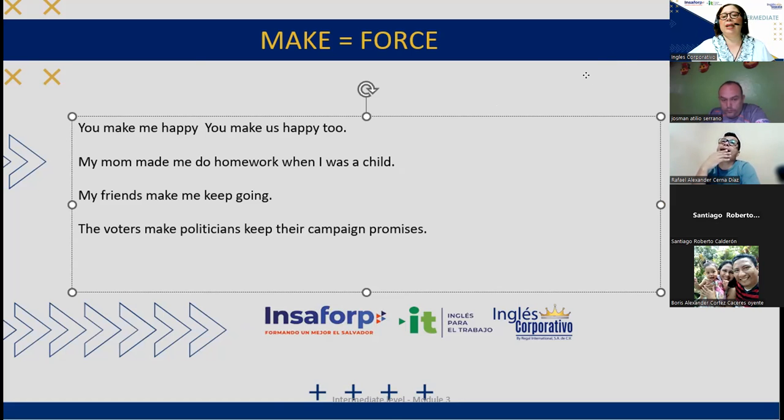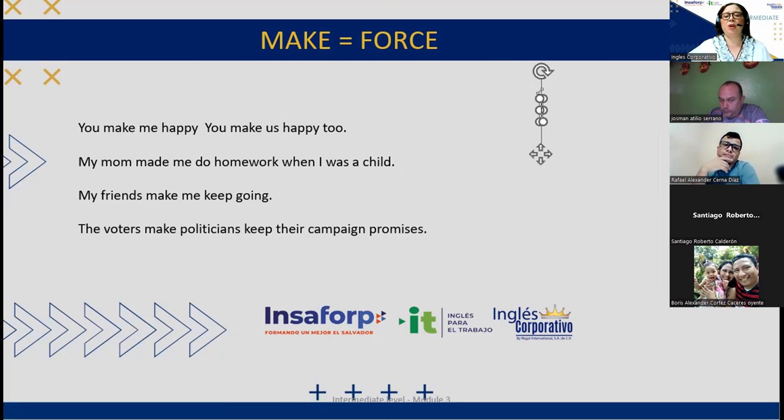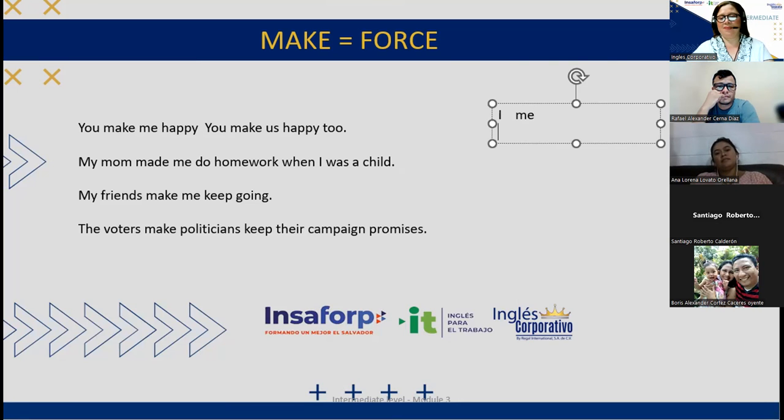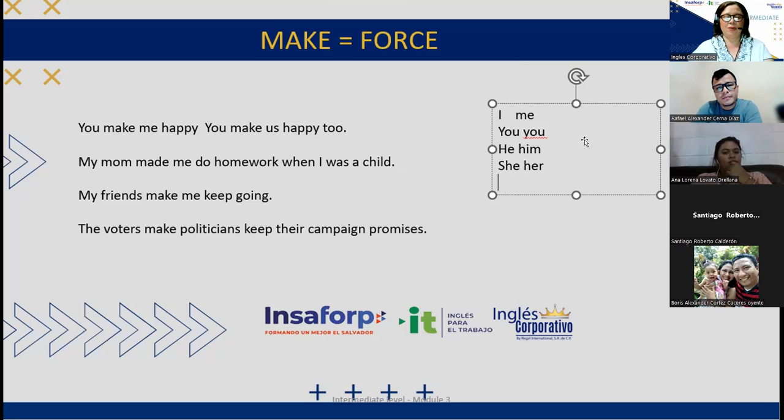So let's remember the object pronouns. Do you remember the object pronouns? For I, me. Exactly. For you, you. And for he, it will be him. Him, okay. And she? Her. Yes. And for we? Us. Us. Yes. Us.